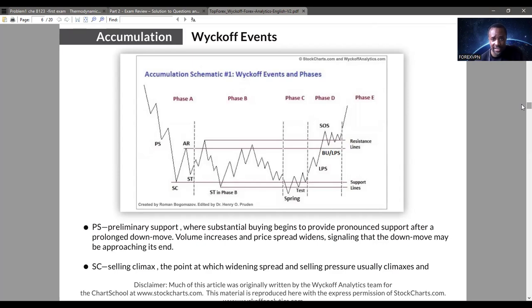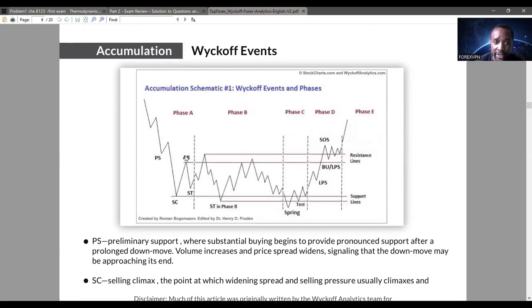What are the phases and the events in a Wyckoff schematic? So here you see this is a preliminary support, and this is the selling climax. This is the automatic rally. This is a secondary test. So if you look at this now, it's showing you that price is trying to go up. The overall trend here is price is reversing upward. I want you to understand that the overall trend in this very Wyckoff schematic is that price is trying to reverse upward. But before that happens, there will be a lot of phases.